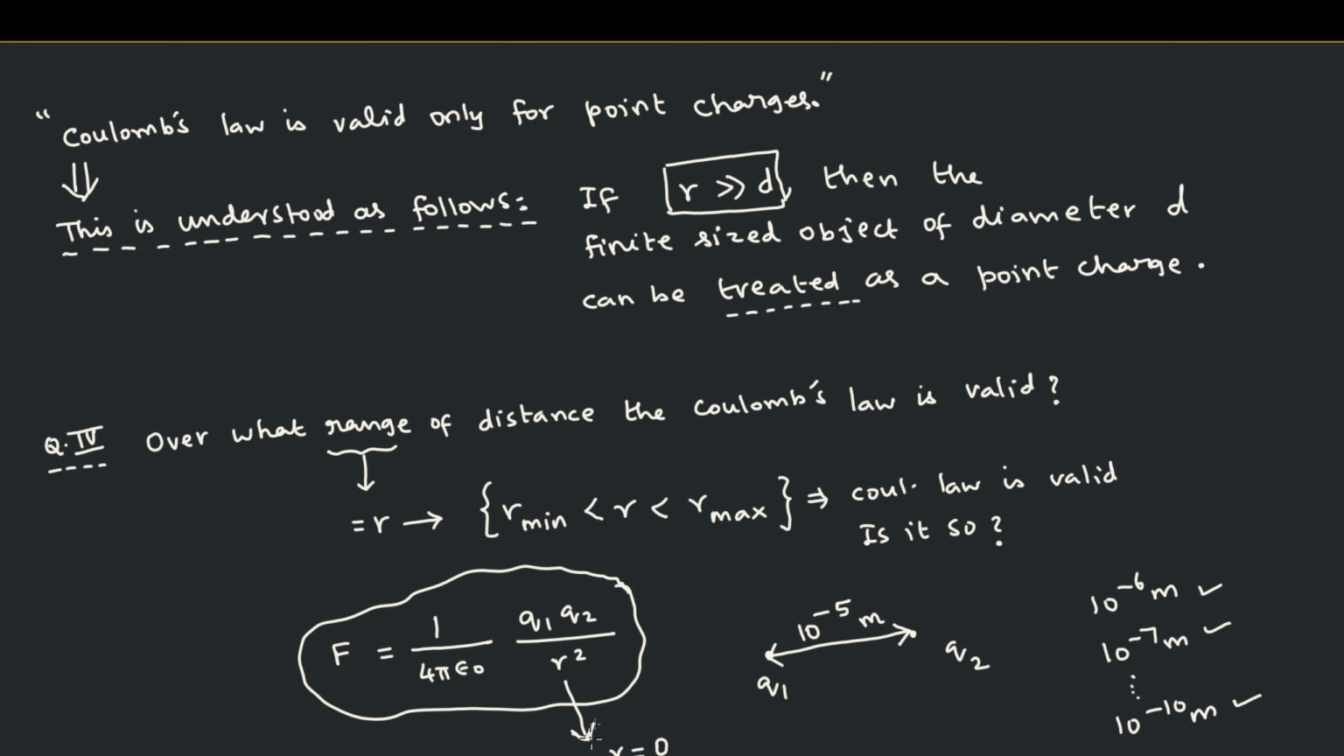And through an experiment, how do you understand R equal to 0? Is it really possible? You have to think: can you perform an experiment with R equal to 0? Mathematically I can substitute.